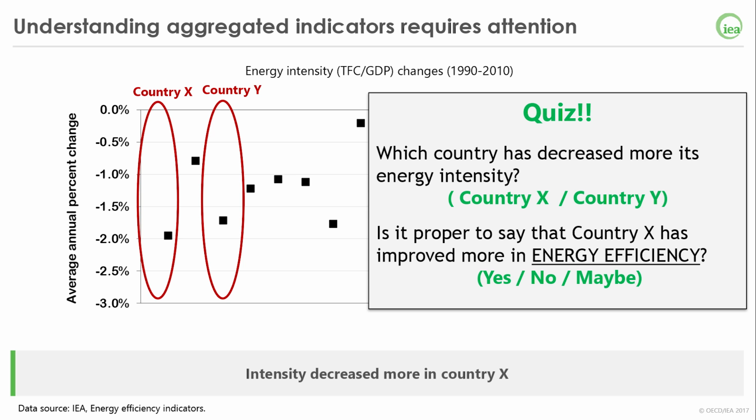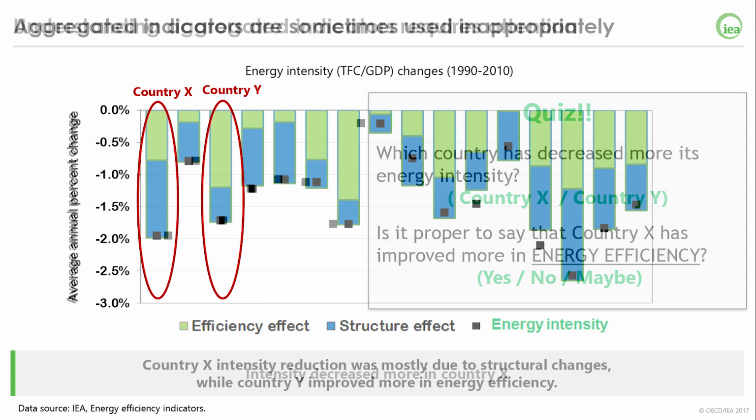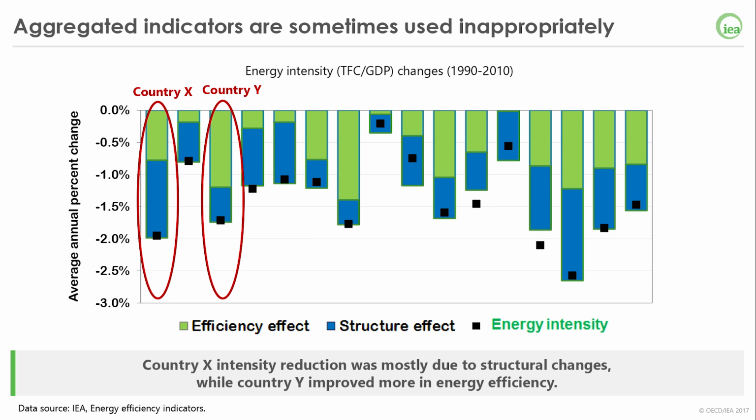However, I have another question. Is it right to say that country X improved more in energy efficiency? Think about that again. The answer to this question is no, we cannot say that because we will need more detailed data. This is because to study energy efficiency in detail, we will need a disaggregated indicator as the one we have seen in the example in the latest slide.